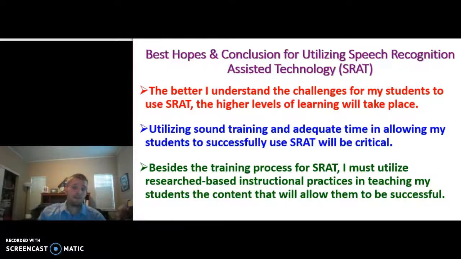The better I understand the challenges for my students to use speech recognition assisted technology, the higher levels of learning will take place. Utilizing sound training and adequate time in allowing my students to successfully use speech recognition assisted technology will be critical in this process. Besides the training process, I must utilize, again, research-based instructional practices in my teaching and give students the content that will allow them to be successful.